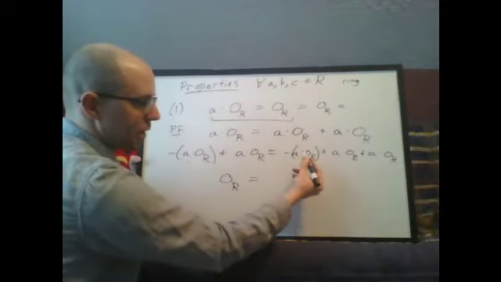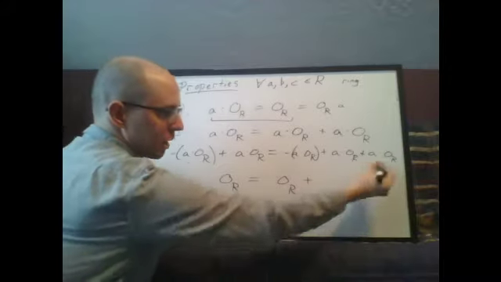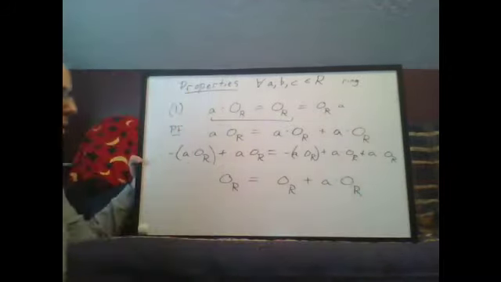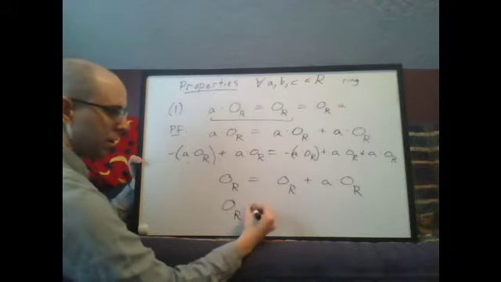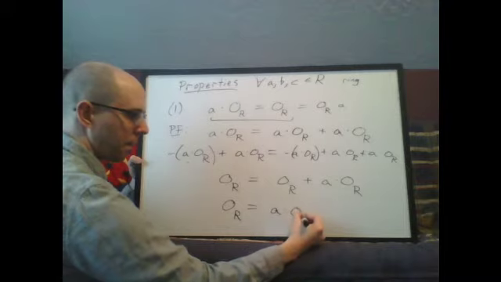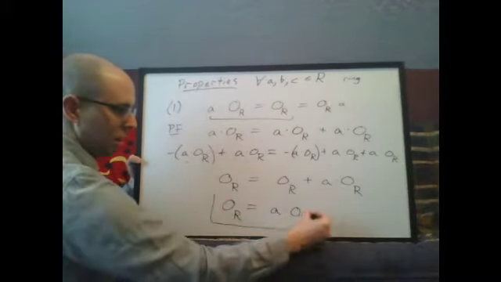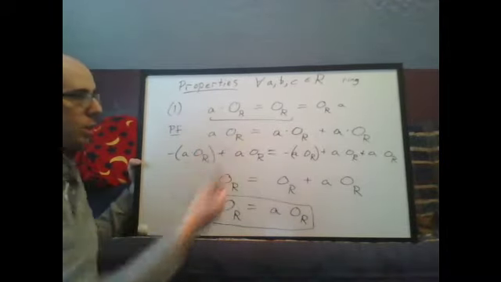And on this side, this plus this gives me 0r. And I still have one more a times 0. But 0 plus a times 0 is a times 0. And so I've got this equality. A times 0 equals 0.